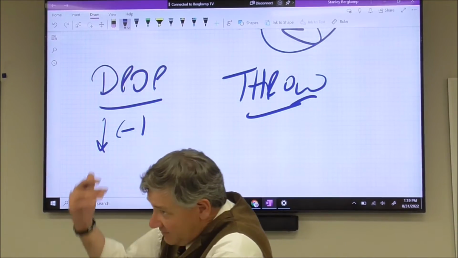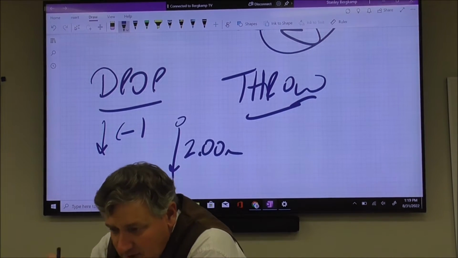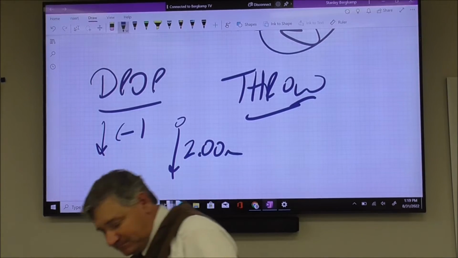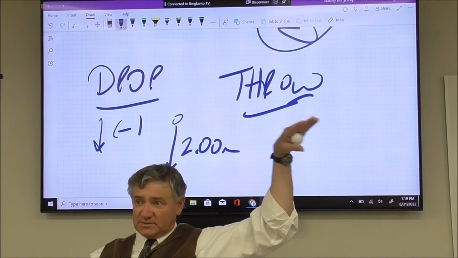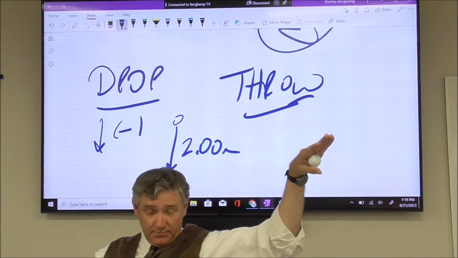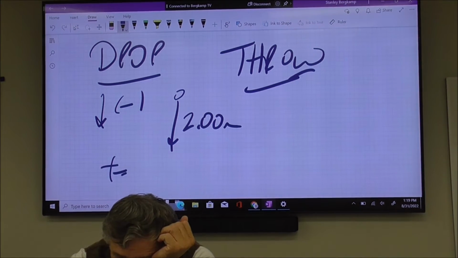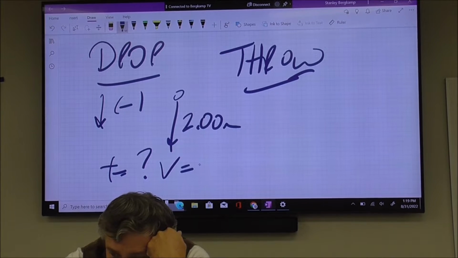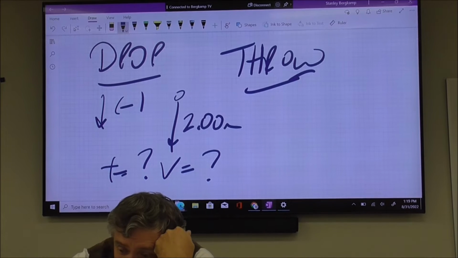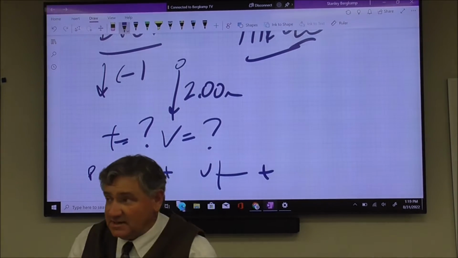So, in this situation, I've got this golf ball, and it's 2 meters above the ground, and I'm going to drop it. So, I'm going to make the point that I let go of it be the reference point. So, I'm going to define that as being a 0. Okay? So, knowing that, I want to figure out how long the ball is going to be in the air. I want to figure out how fast it's going when it lands. I want to draw a position time graph, and I want to draw a velocity time graph.